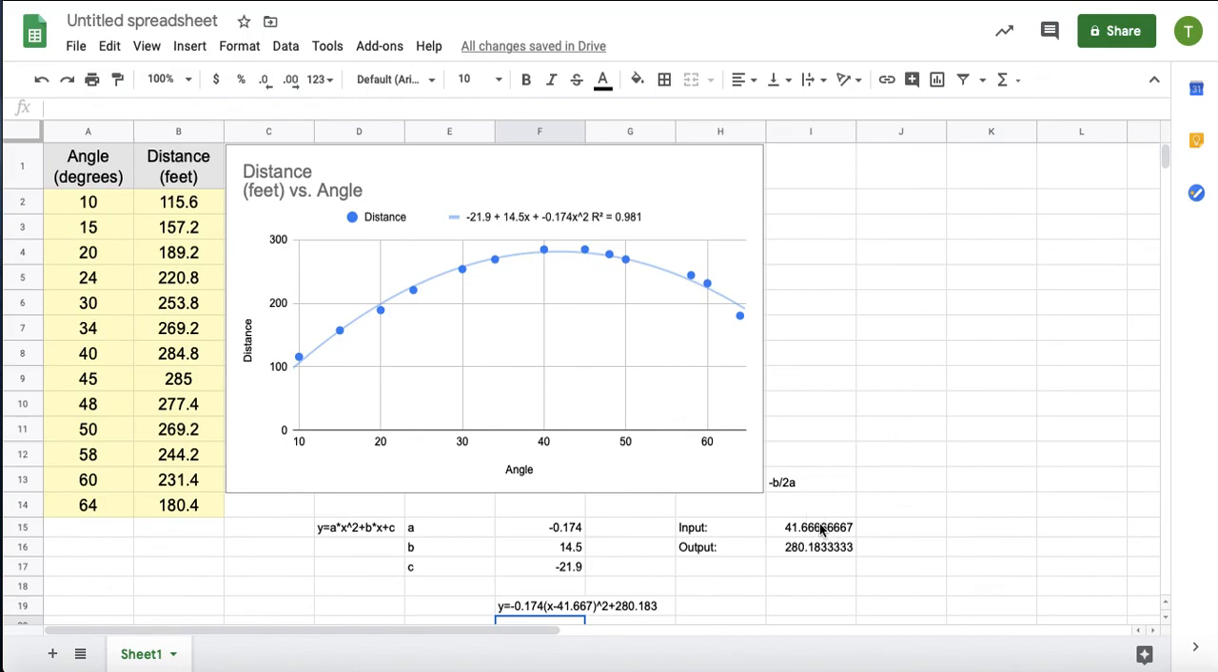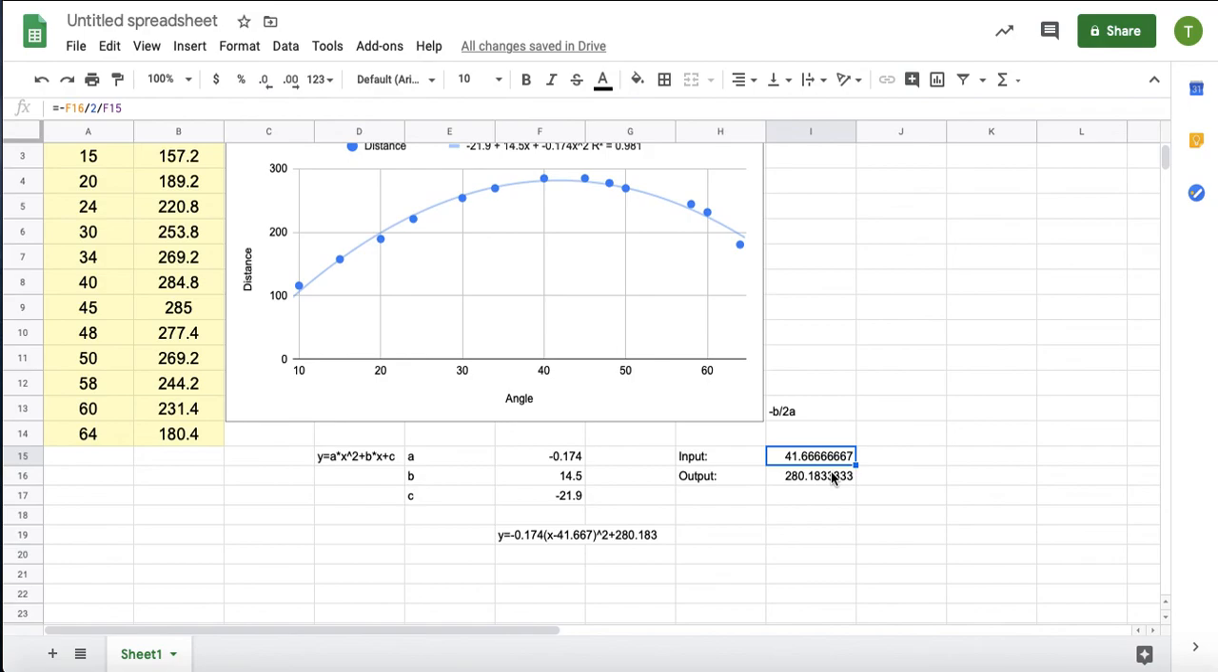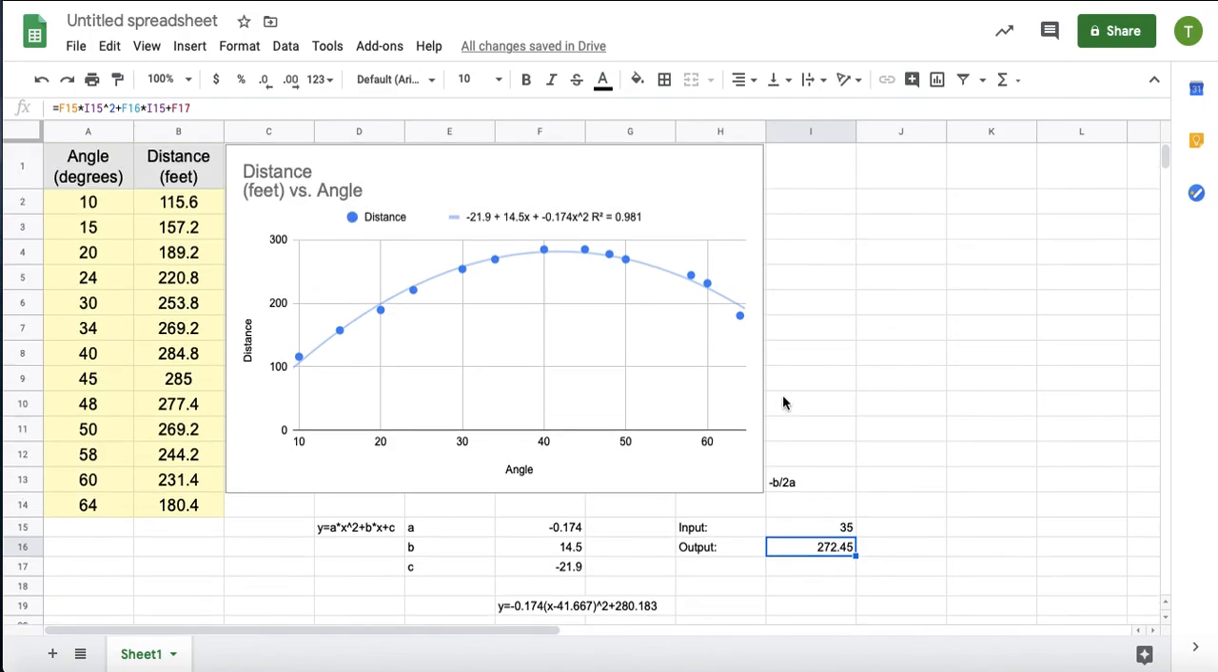Same thing with your prediction machine, right? So if I go back and just change this to any number like, hey, 35, my prediction would be if I were to strike the ball at 35 degrees, I would expect it to go 272.45 feet. So that's how we interpret it in the context of our data, all right? So that's going to be your task this week, all right?